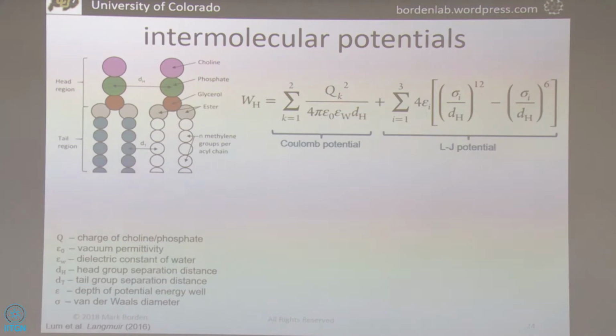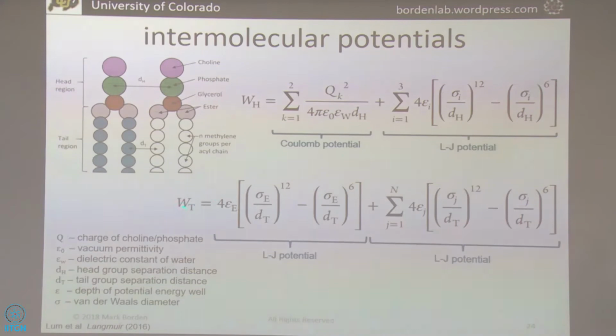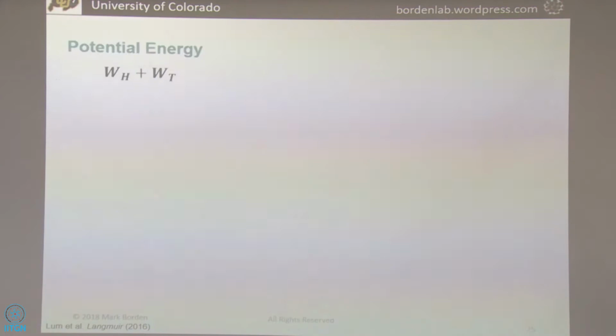So we have the head group region, then we have a tail region. We have the ester group here, and then we also have the methyl groups here. By the way, the glycerol is treated exactly the same as the ester group. So we also have a Lennard-Jones potential for the choline, for the phosphate, and for the glycerol. That's why we have a third group up here. Would you agree that we've taken into account the entire lipid? We have the head, the glycerol backbone, and the tails. Now, the total pair potential will be the sum of the head group and the tail group contributions.